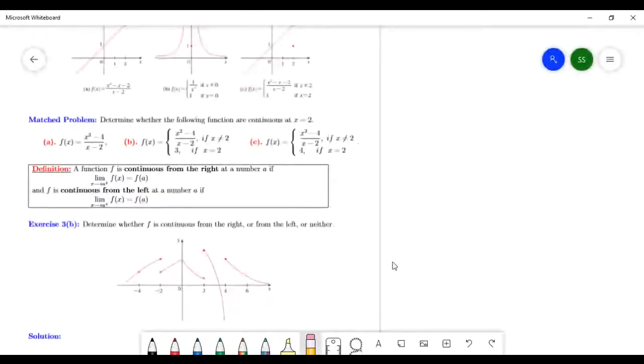Continuity from right and continuity from left. Today I will discuss this point. Look over here. Let me start with continuity from right. See this definition.